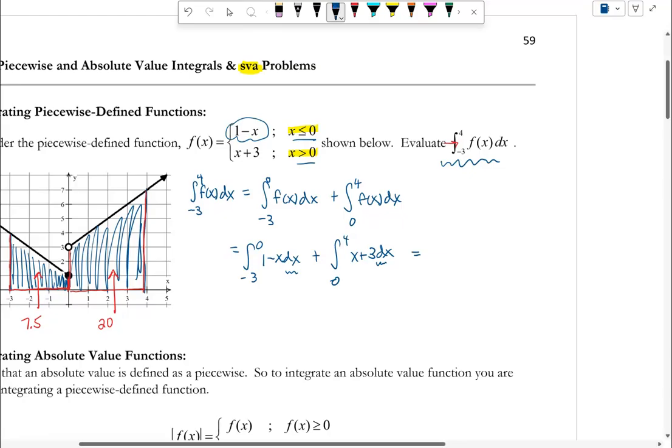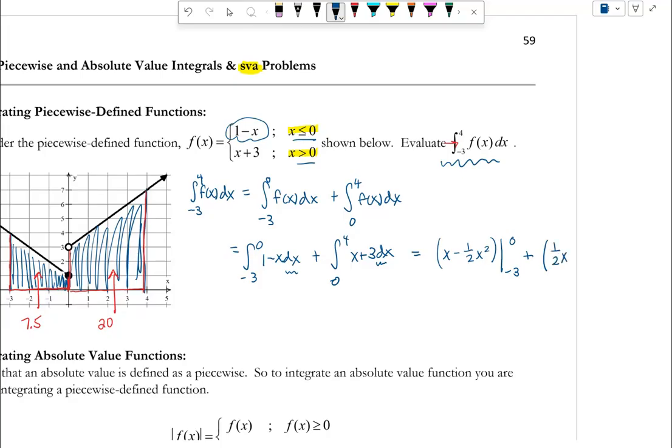All right, so when we find our antiderivative, our first one is going to be x minus 1/2 x squared, and I'm going to integrate that from -3 to 0. And I'm going to add to that, sorry, I'm going off screen a little, 1/2 x squared plus 3x evaluated from 0 to 4.